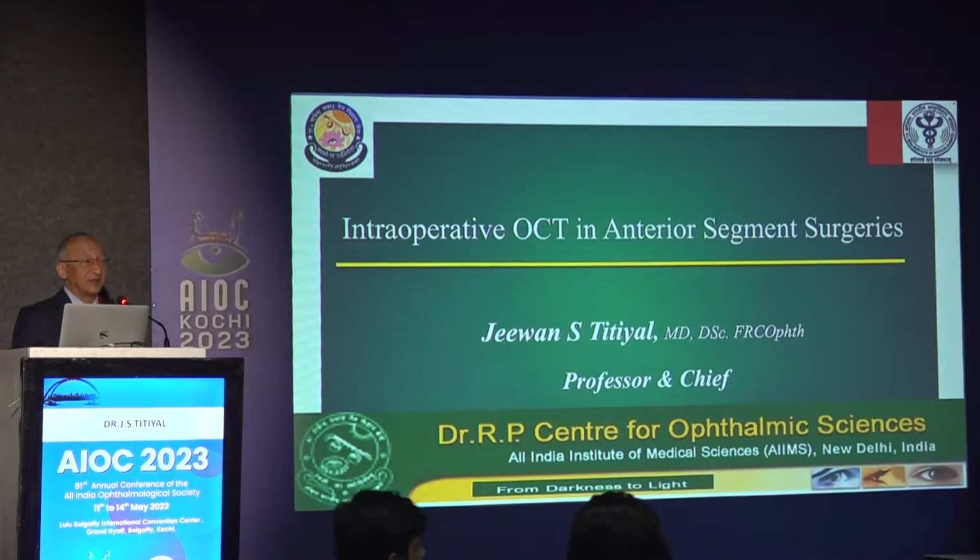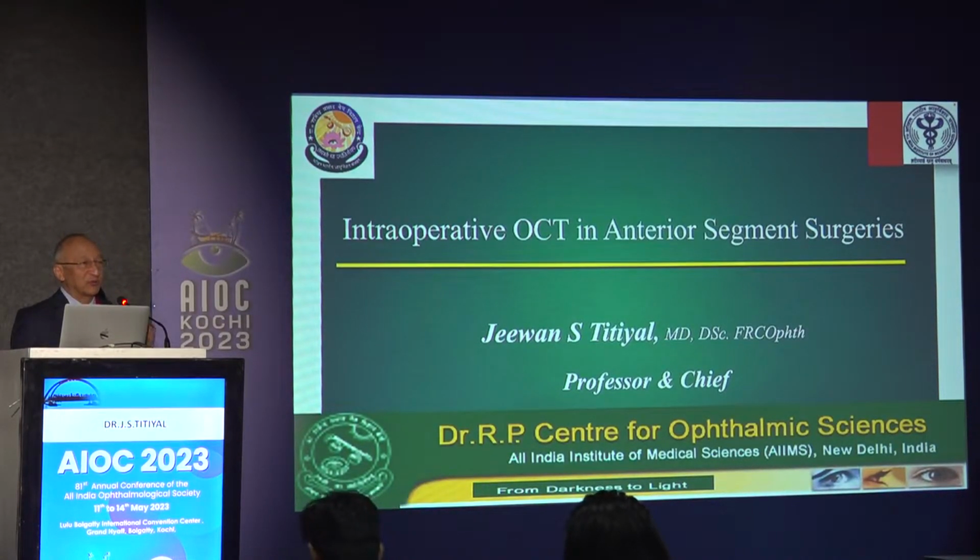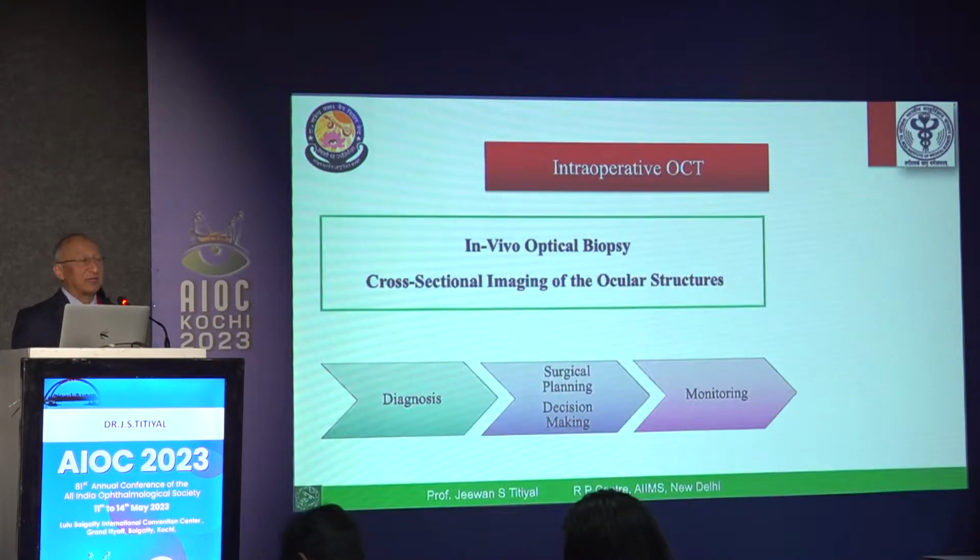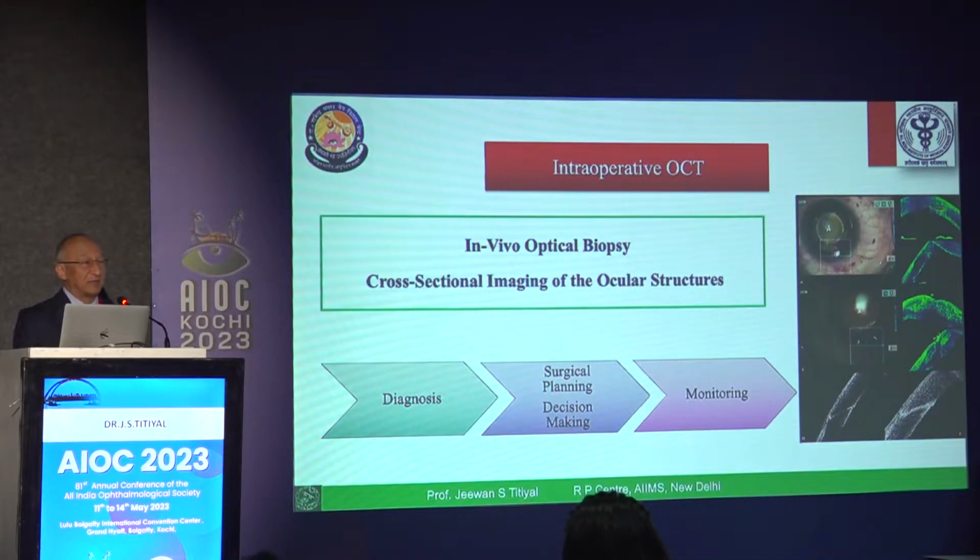If you see things, you can do better. The microscope gives you just a two-dimensional image, and IOCT will give you a three-dimensional image where you can see a cross-sectional image of what is happening at each step of surgery. So this helps in diagnosis like anterior segment OCT. It will give you new surgical planning, and you can also monitor the case on the table.